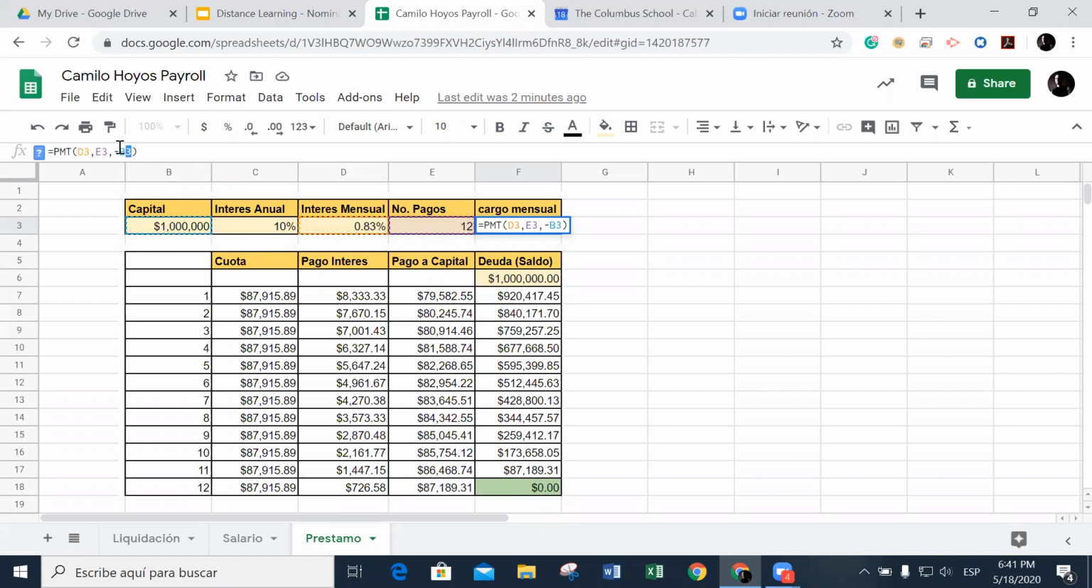And then it's going to ask you how much the capital is, or the money that you lent. How much would it be in the end? It would be minus 1 million, right? Because you want the total to be paid. So minus 1 million would be 0. So you type in minus B3, which is 1 million right here, right? So if you type that formula in here, it's going to give you the amount that this person has to pay you in each installment. Every month, this person is going to pay you the same amount of money, 87,915 pesos with 89 cents.